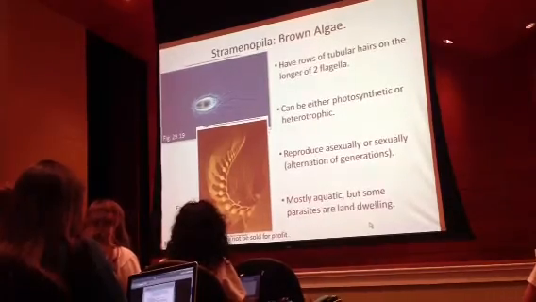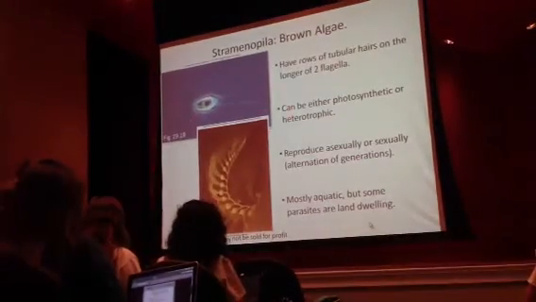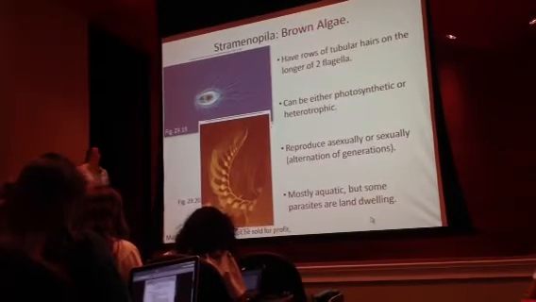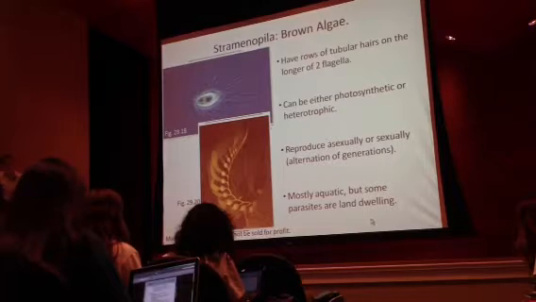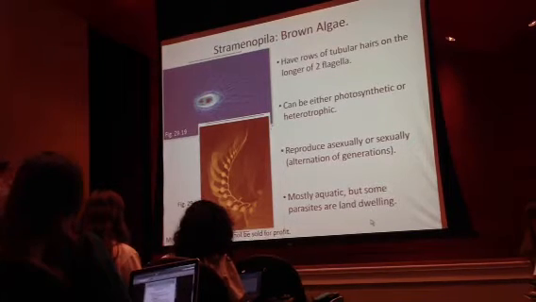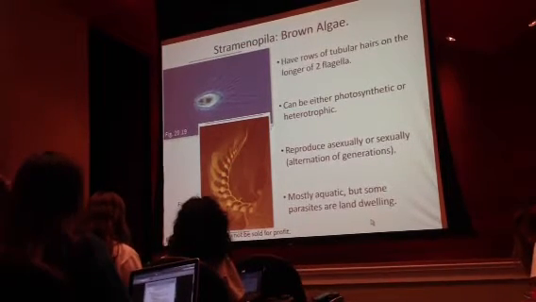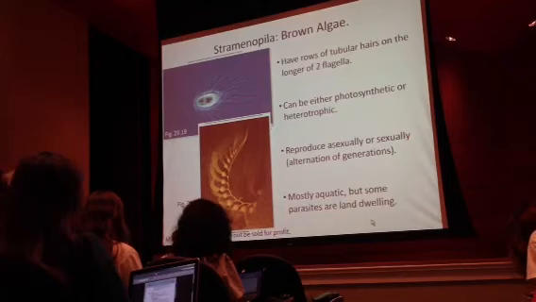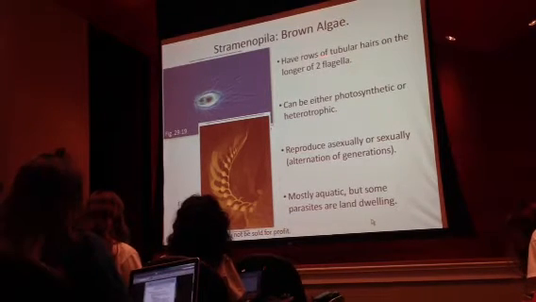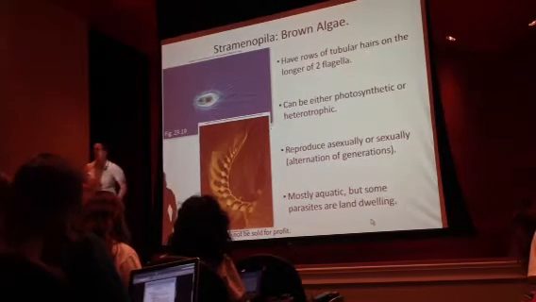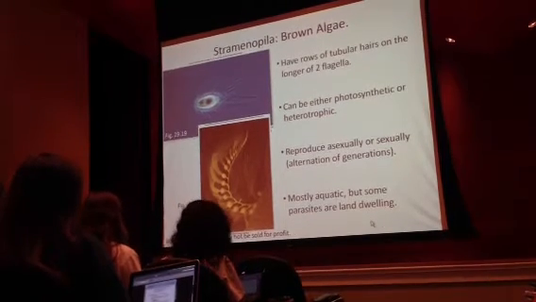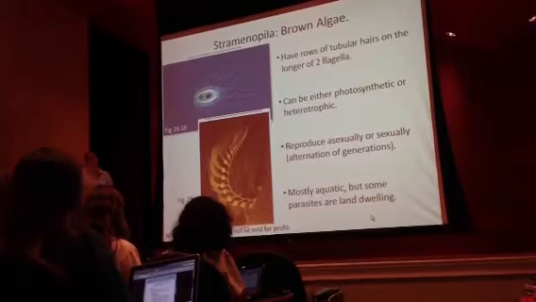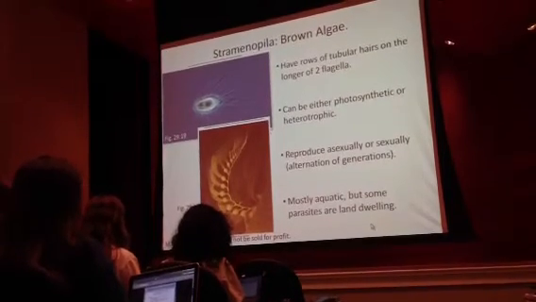This is another clade of groups, the brown algae. The brown algae are extremely diverse. We call them algae because the first ones we discovered were these massive kelp in the ocean. The key characteristic of these is they have long tubular hairs on their flagella. Okay? They can be photosynthetic or heterotrophic.